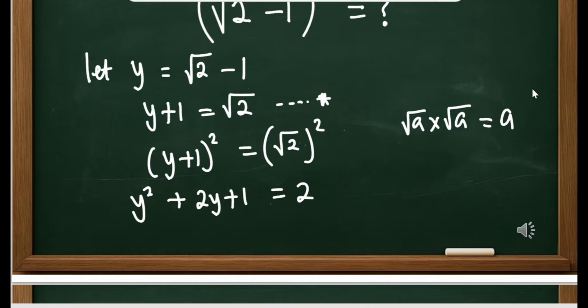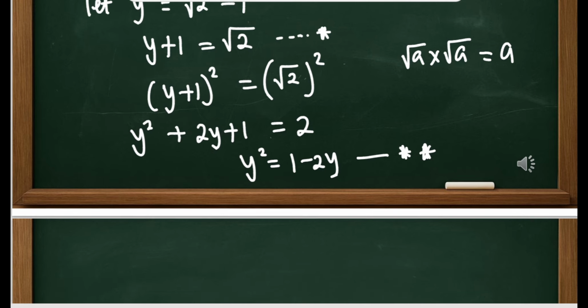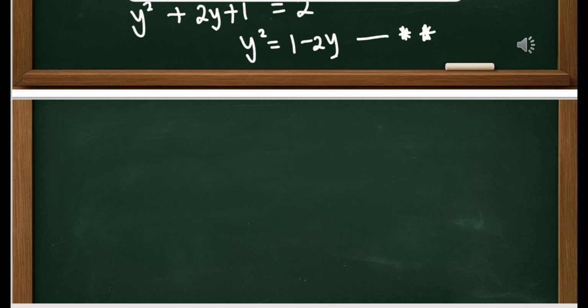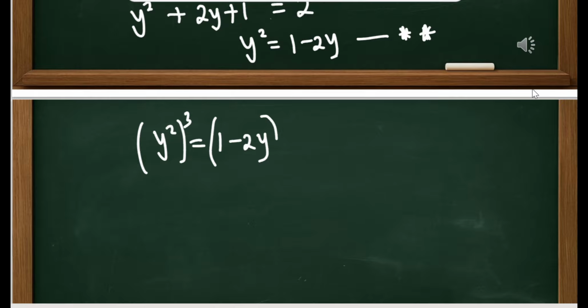And from this, I can say that y squared equals 1 minus 2y. I'm going to call this equation star star. Now let's proceed. I'm still coming back to this starred equation. Now from equation star star, let's take both sides. So here we have y squared equals 1 minus 2y. This is equation star star. Raise both sides to the power of 3.